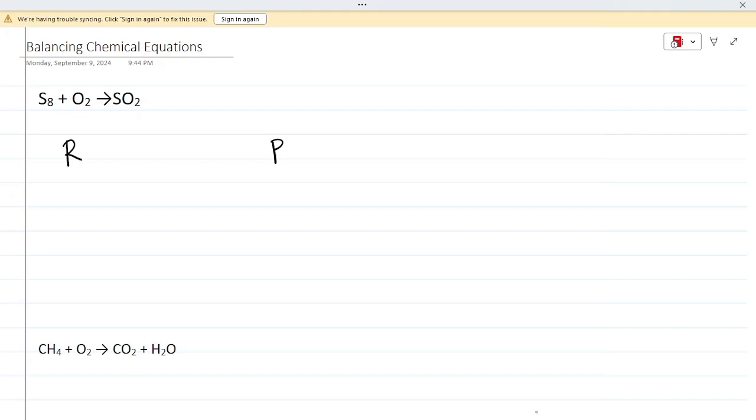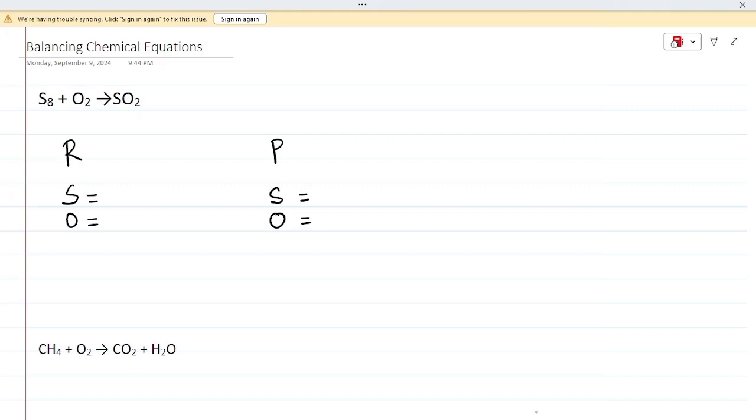So therefore, we have sulfur and oxygen from the reactant side, and we also have sulfur and oxygen on the product side. You are trying to balance the chemical equation, making sure that all the atoms are the same. So it's not going to be possible that some atoms will go missing. So all atoms must be the same.